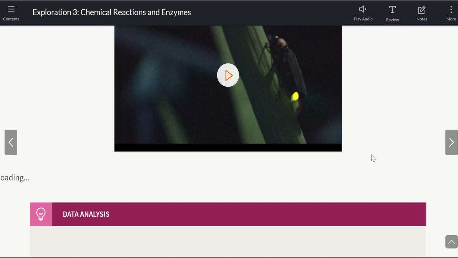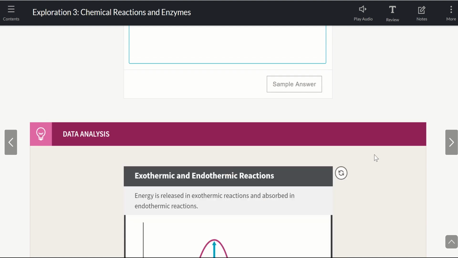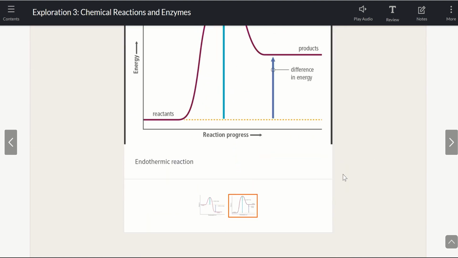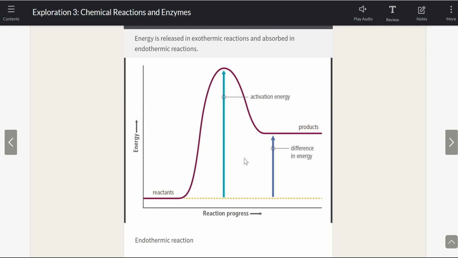So let's talk about that graph. We should have a graph down here. Here we go. Here is an endothermic reaction. And what that means is when we put in this energy, we put in all this activation energy. But when those molecules break, when they form the new molecules, the products, it is going to store this much energy because we started with this much and now we have this much. So this amount of energy is being stored in these molecules.